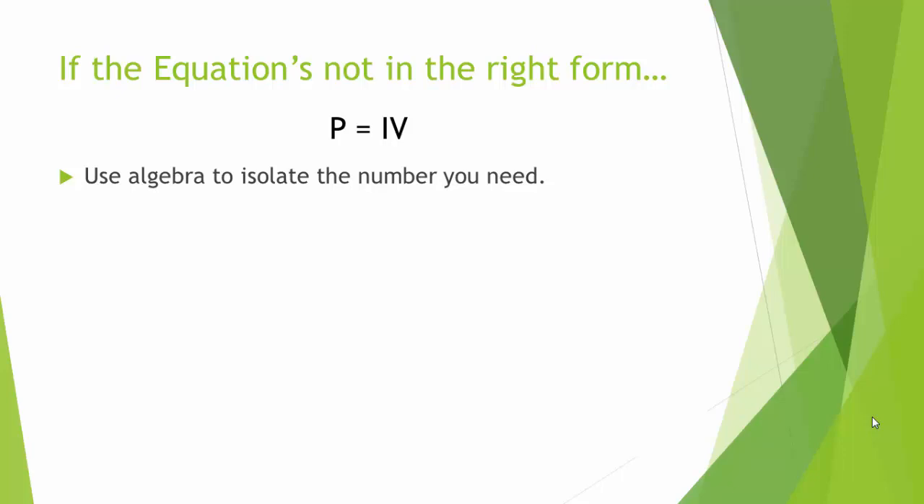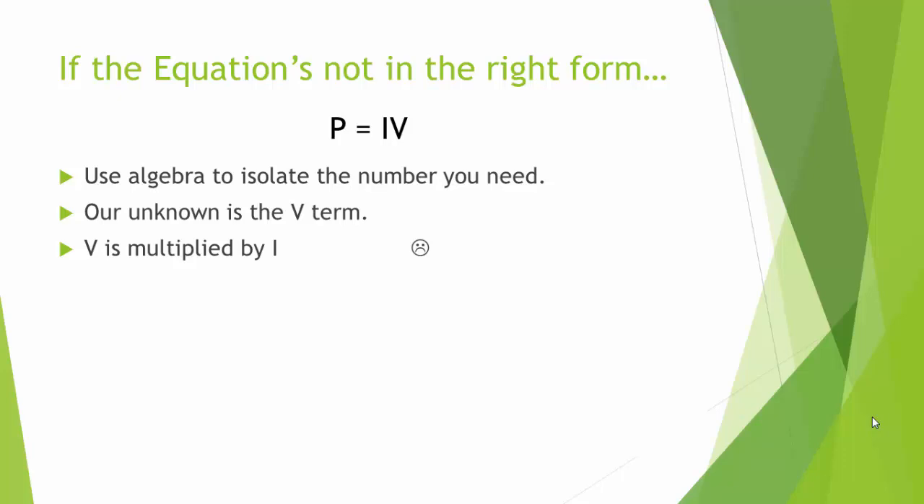We know that V needs to be alone. So how do we get it alone? Well, the answer is we figure out what's wrong. So what is wrong here? V is multiplied by I. This is inconvenient, but not a huge problem.